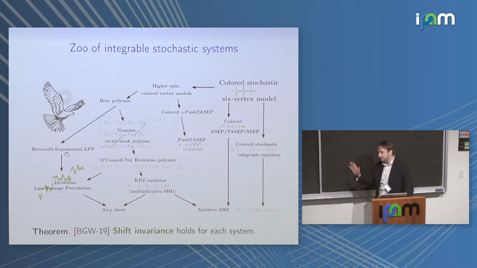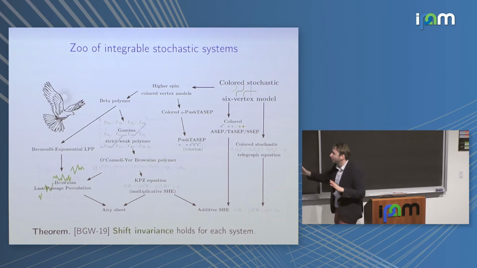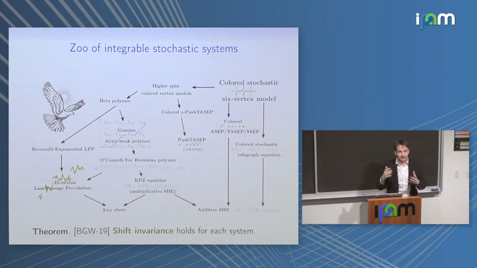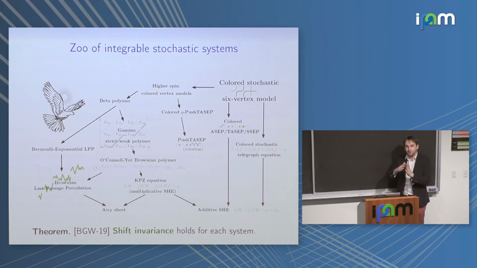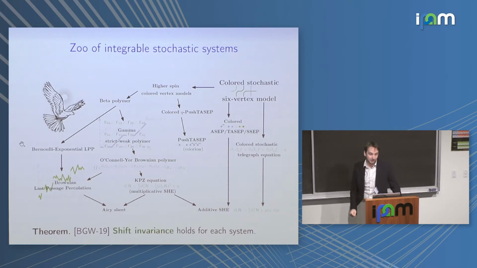So if you are particularly interested in learning how the shift invariance looks in one instance, then let me know. Otherwise, I will just cover some of the instances of the models on this chart. But our theorem is that there is actually a statement about shift invariance of something for each of these models. And that's what I'm trying to explain.